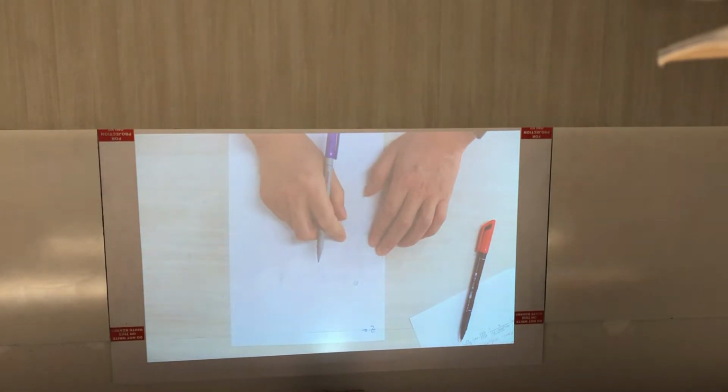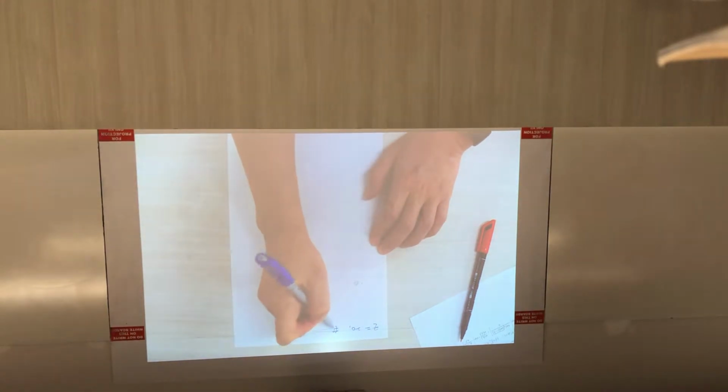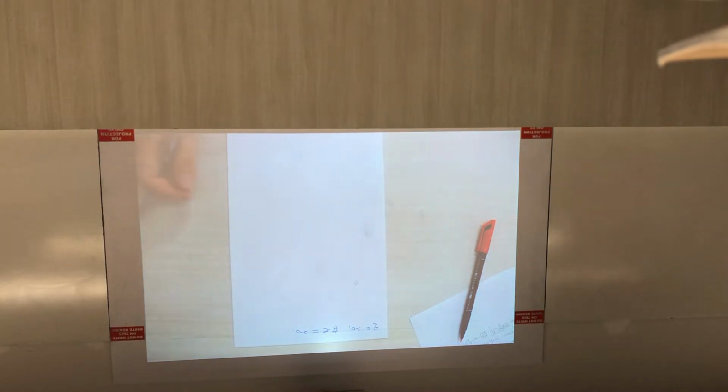The atomic number is given as 20, therefore we are going to have a total of 20 electrons. So we need to find the spaces for those 20 electrons, yeah?